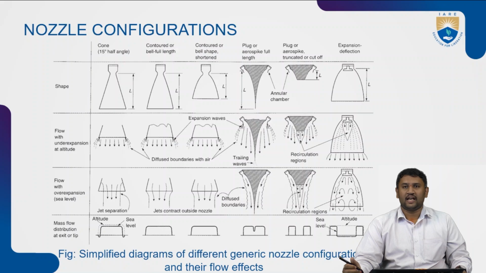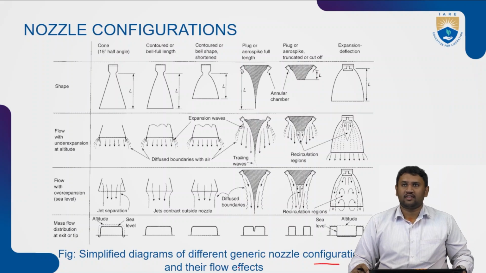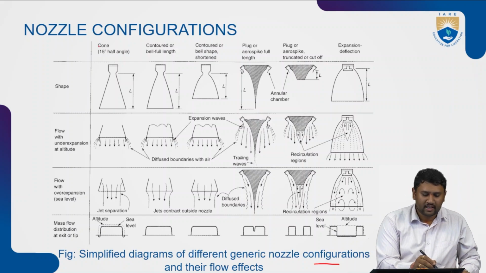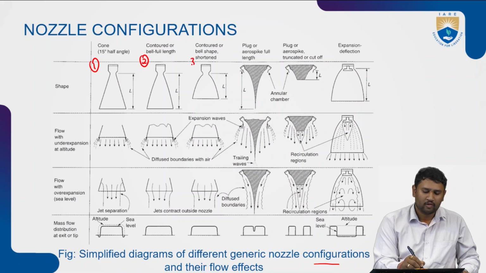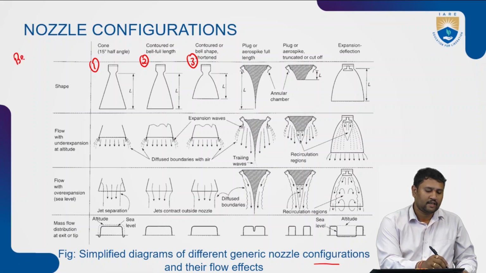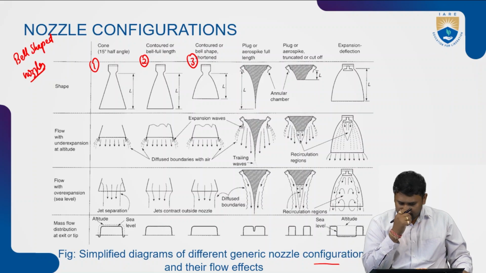Now, these are simplified diagrams of generic nozzle configurations and their flow effects. We will discuss this in order to understand better. First, let us understand the first three, particularly the cone. These three are basically bell shaped nozzles, whereas the others are modifications of the same. First, we will discuss these three.